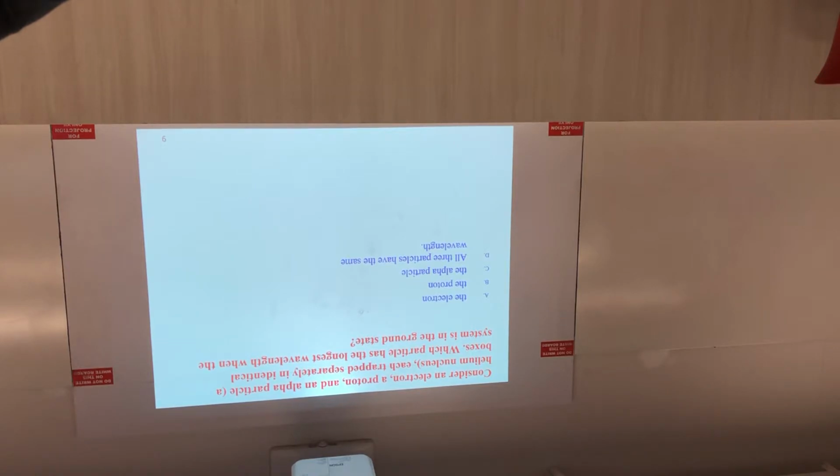So now let's consider an electron, a proton, and an alpha particle, each trapped separately in identical boxes. Each particle has the longest wavelength when the system is in the ground state. Those three particles are captured in exactly the same boxes, identical boxes. So which one has the longest wavelength? You can be wrong, so just follow your intuition.